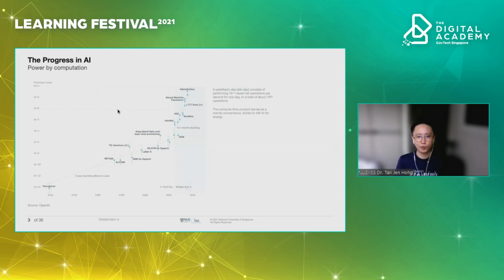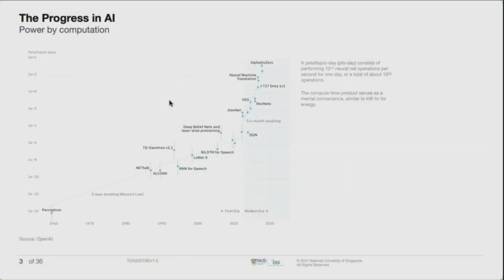Here, we have a chart produced by OpenAI. This chart shows the amount of computation required for training each state-of-the-art AI model. On the x-axis, we have the year when those models were released. On the y-axis, we have values running from 10 to the power of minus 14 to 10 to the power of 4, and the unit is called petaflop per second day. And here, 1 petaflop per second day basically denotes 10 to the power of 15 neural net operations per second for 1 day, or a total of about 10 to the power of 20 operations performed in a single day. And that is a lot.